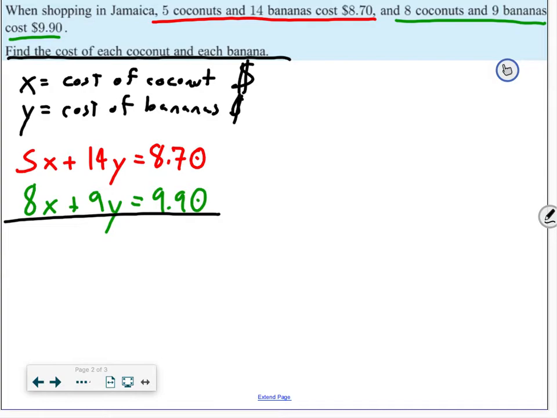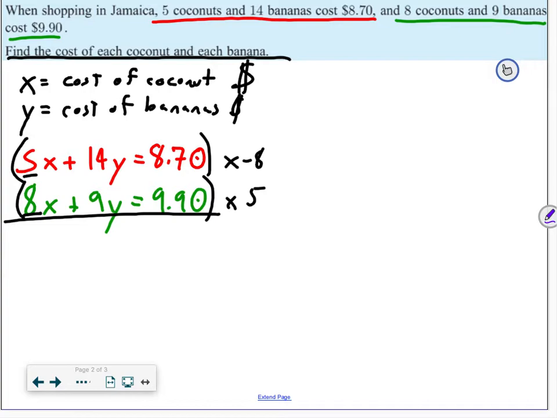So I'm going to multiply the top one by -8, the opposite of what this one is. And I'm going to multiply the bottom equation by 5, which is this value, so that I'm aiming to get 40 and -40 there so that they eliminate.